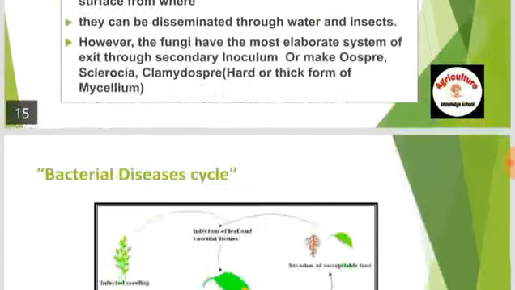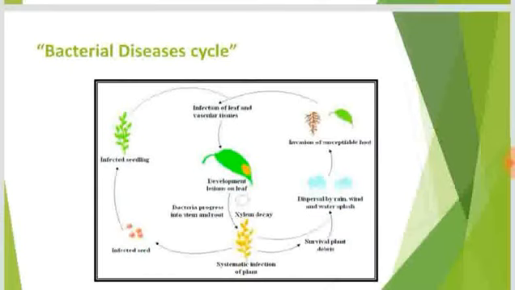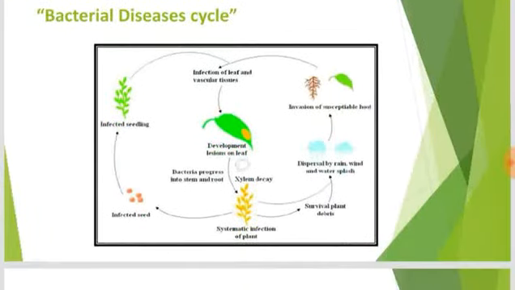So, the bacterial disease cycle. Here you are looking at the bacterial disease cycle. Infected seed, infected seedlings, then infection of leaf and vascular system, then invasion of susceptible host, dispersal by rain, wind and water splash, and you are looking at the lesions developing on the leaf, then xylem decay and systemic infection of the plant, bacterial progress in stem and root.